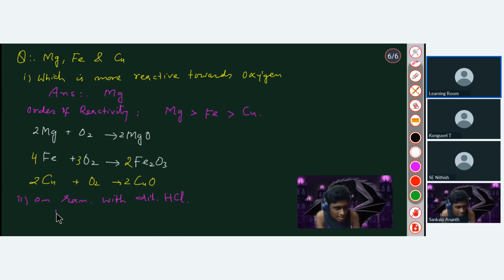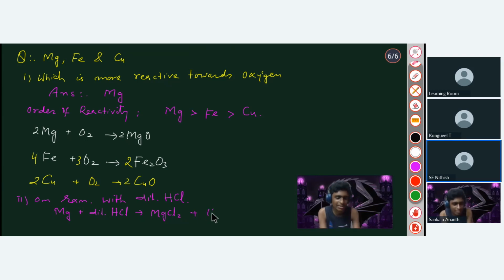It will give MgCl2, magnesium chloride, plus H2. So you can balance it by writing twice here, twice. Yes, sir. Twice. Okay, now tell me that if I'm just reacting iron, what will the product be?